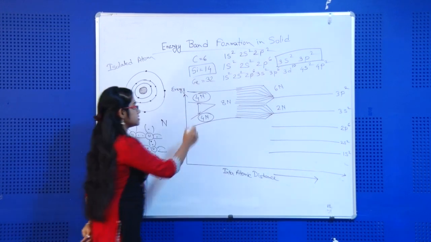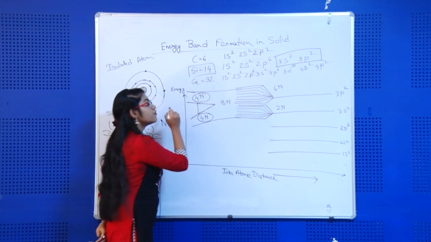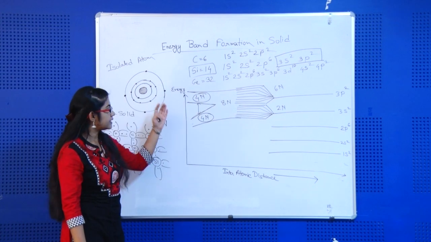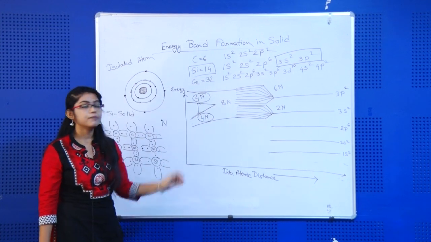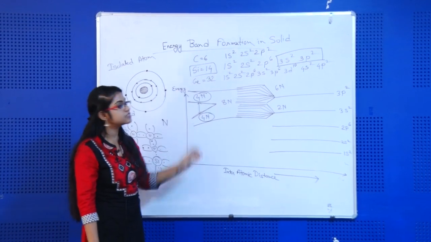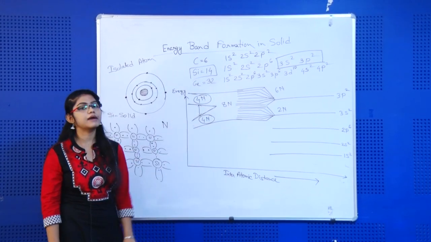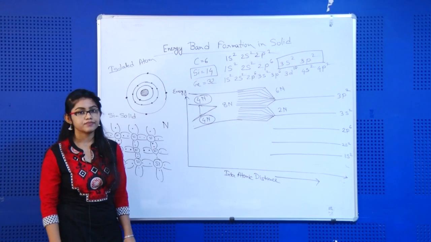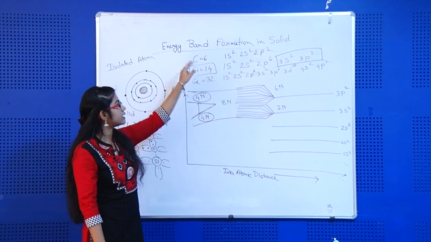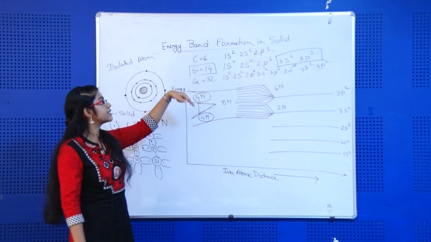Now, what is this? This is called the forbidden gap. The separation, the gap between the conduction band and the valence band is called the forbidden gap, and in this forbidden gap no electron can occupy. So this is how the energy bands are formed in solid in case of silicon.